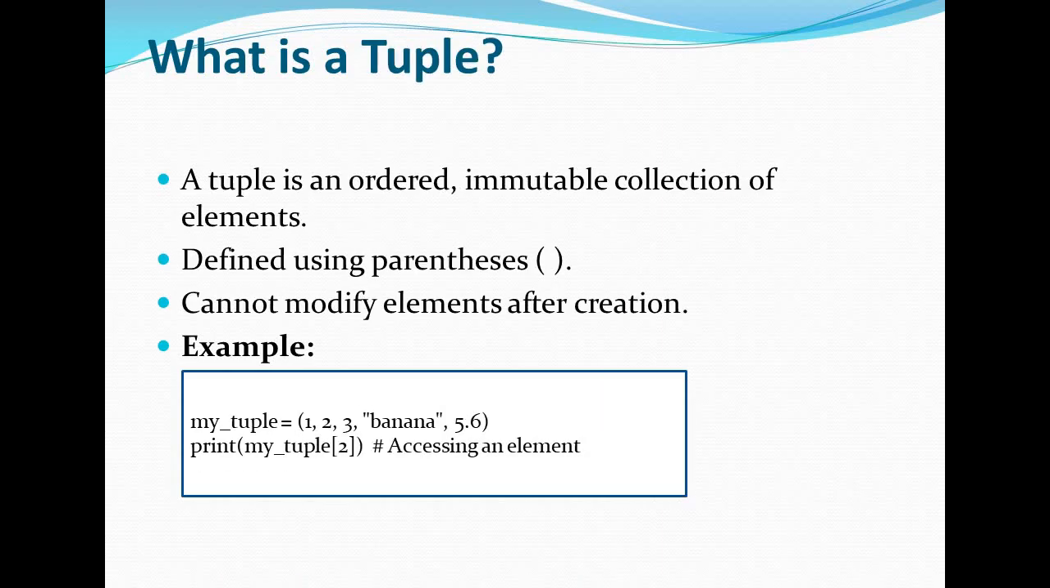Next, the tuple. A tuple is an ordered, immutable collection of elements defined using parentheses. We cannot modify the elements after creation. In this example, the tuple values are declared, and then the tuple index value 2 will be printed. In this tuple, you can see multiple data types, but we cannot modify the values. It protects the data.